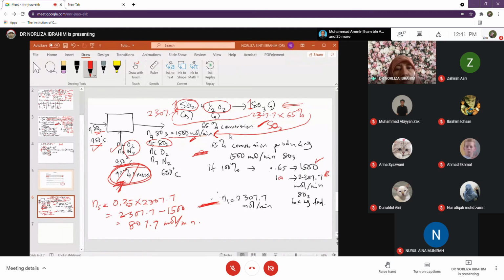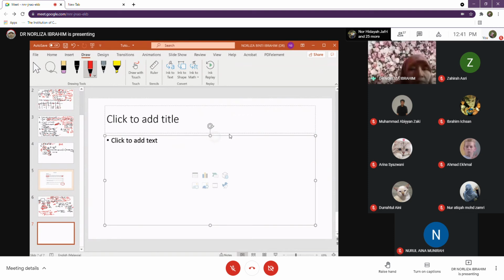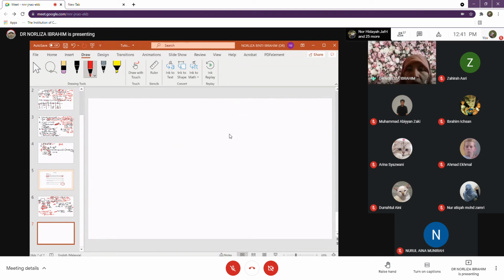Now you are left with N2, N3, N6, N7. But N7 and N3 have the same value because nitrogen is just an inert gas, right? It is just there in the reaction, but nothing happens to the nitrogen. So if you can recall the formula of the excess, anybody still remember the formula for the excess? What is the formula? Anybody? Nobody dares to answer.